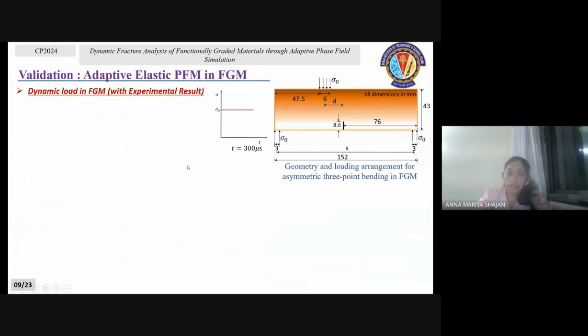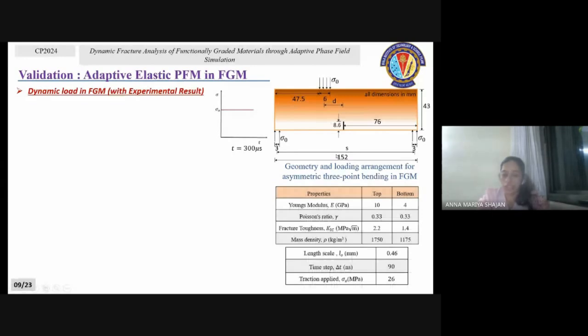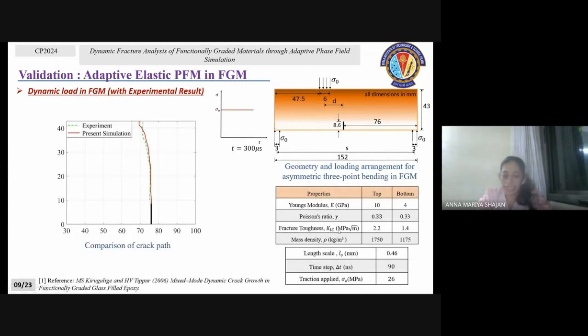Next, I will move on to the validation of both the adaptive phase field method as well as the implementation of the FGM under the dynamic load. For that, I have chosen a three-point bending specimen subjected to dynamic load. So this specimen is subjected to a constant traction load of sigma 0. These are the material properties used, having different materials at top and bottom, and the material gradation is a linear gradation. And this is the comparison of the crack path observed from my present simulation as well as the experiment. And here we can see that it is exactly matching with the experimental results from this paper.